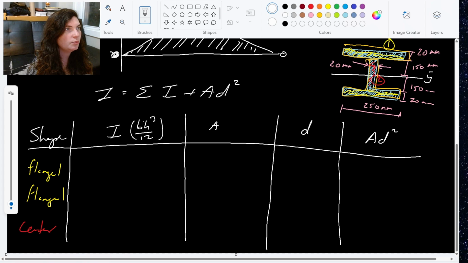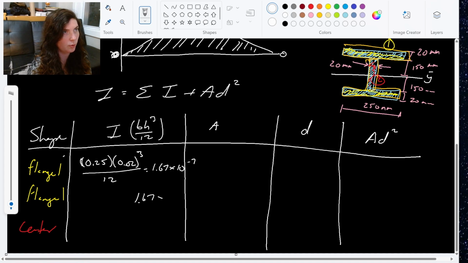So for the first flange here, my base times height cubed over 12. My base is 250 millimeters, so 0.25, times height, which is 20 millimeters, cubed, or 0.02, over 12. And that gives me a value of 1.67 times 10 to the negative 7th. So again, that's for both flanges. I've got a top and a bottom. I'm going to put that in for both of them.